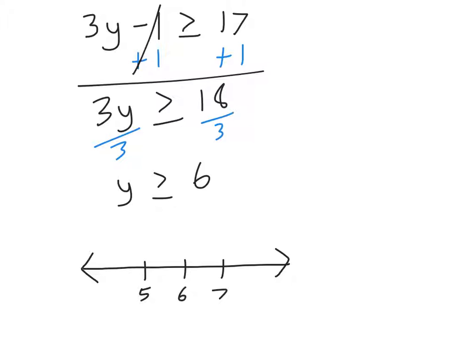So we're going to locate 6 on the number line. It's greater than or equal to, so it's going to be a solid dot at 6. And it's greater than, so you're going to go to the right.